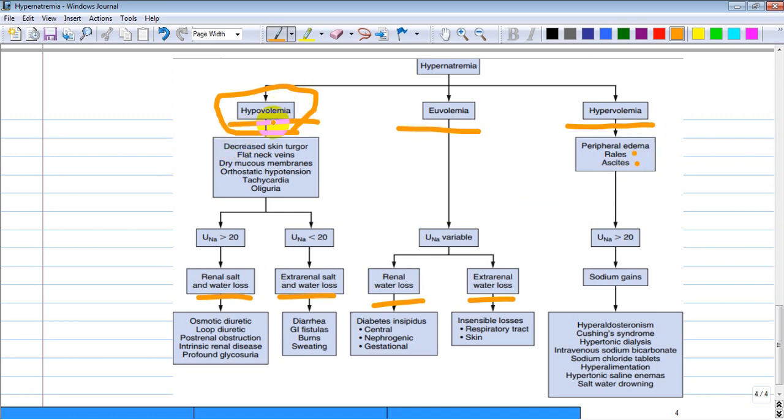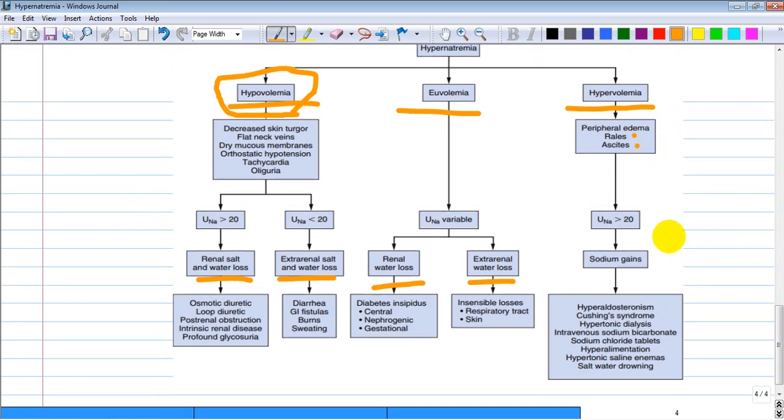Once again, if you have hypovolemic hypernatremia, you are giving 0.45% hypotonic saline or 5% dextrose solution. If you have hypervolemic hypernatremia, you are giving diuretics and limiting access to salt.